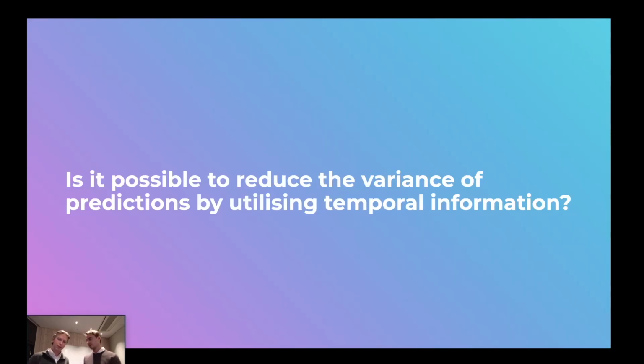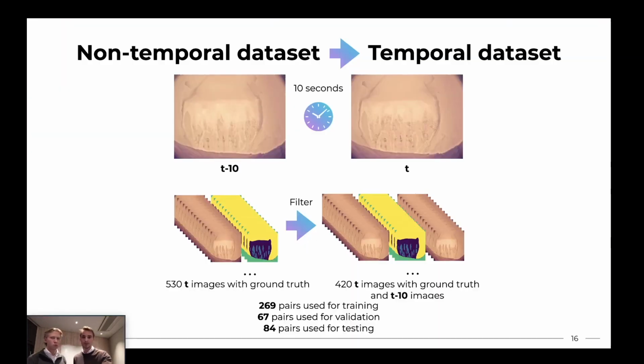So we wanted to investigate further if it would be possible to reduce the variance of predictions by utilizing temporal information, since what we had was a stream of images. We wanted to see if we could utilize the information from the previously captured images to make better predictions. So we needed to create a temporal dataset. What we did was use the previous dataset and add the subsequent captured images 10 seconds afterwards and label these to create a temporal dataset. We had to filter out some images that contained occlusions, but in the end, we had 420 pairs of images for supervised learning.